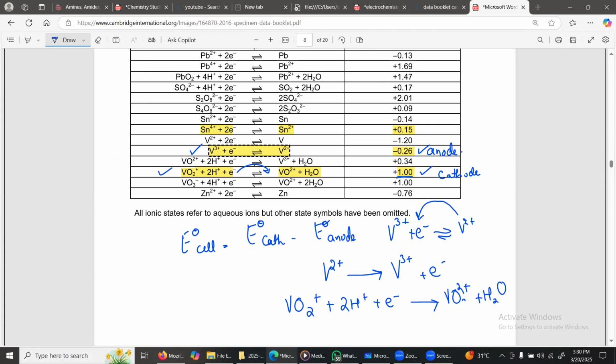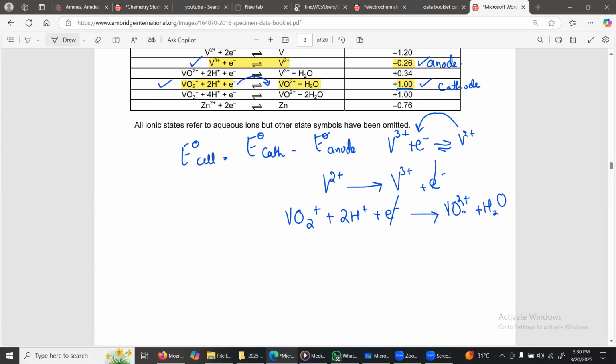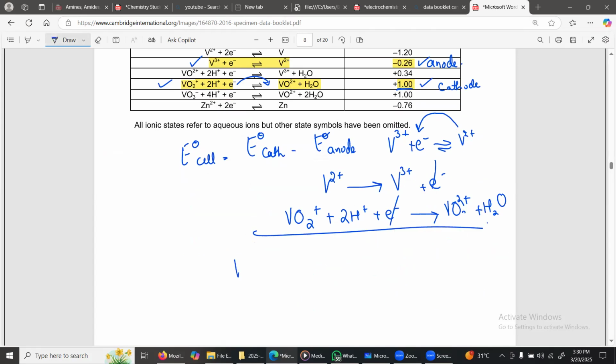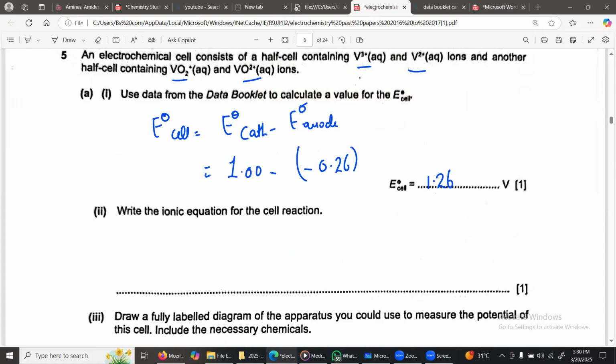Now, how will I write the net equation? The electrons will cancel out each other and then we can make V plus 2 plus VO2 plus 2H positive forming V plus 3 plus VO positive 2 plus H2O. So this is our net equation. The same equation, you write in the answer. In this way you will find out the net equation. So this is the ionic equation.